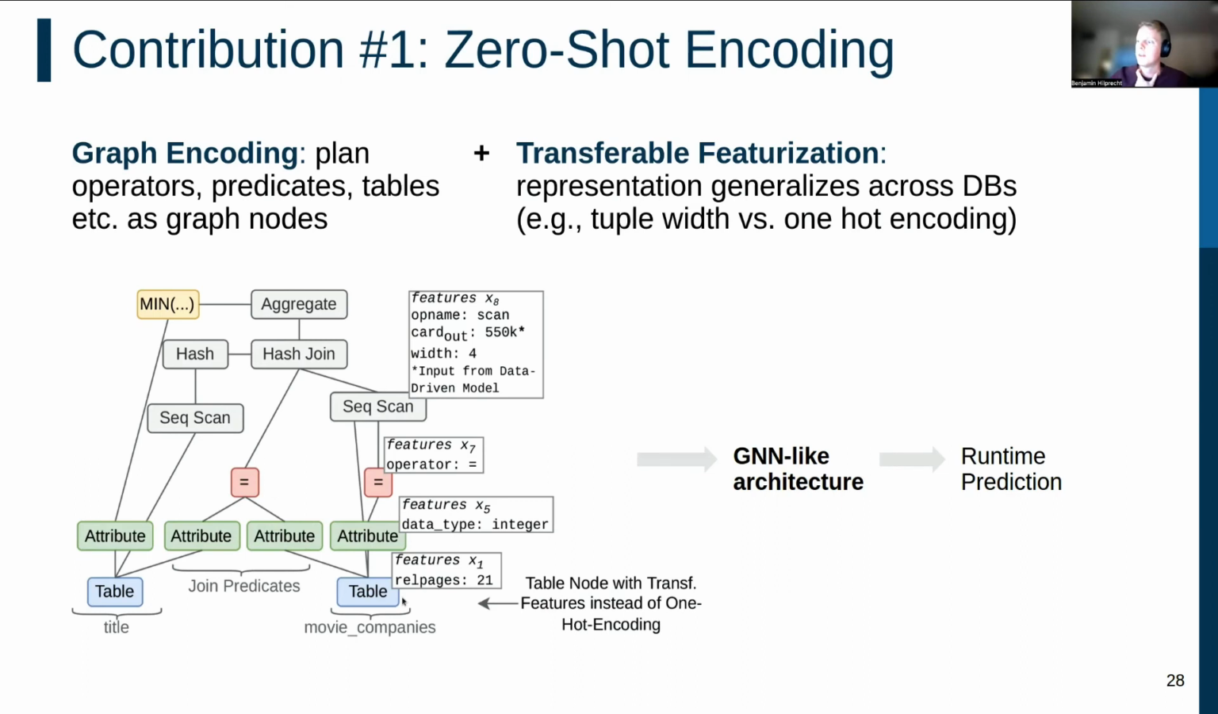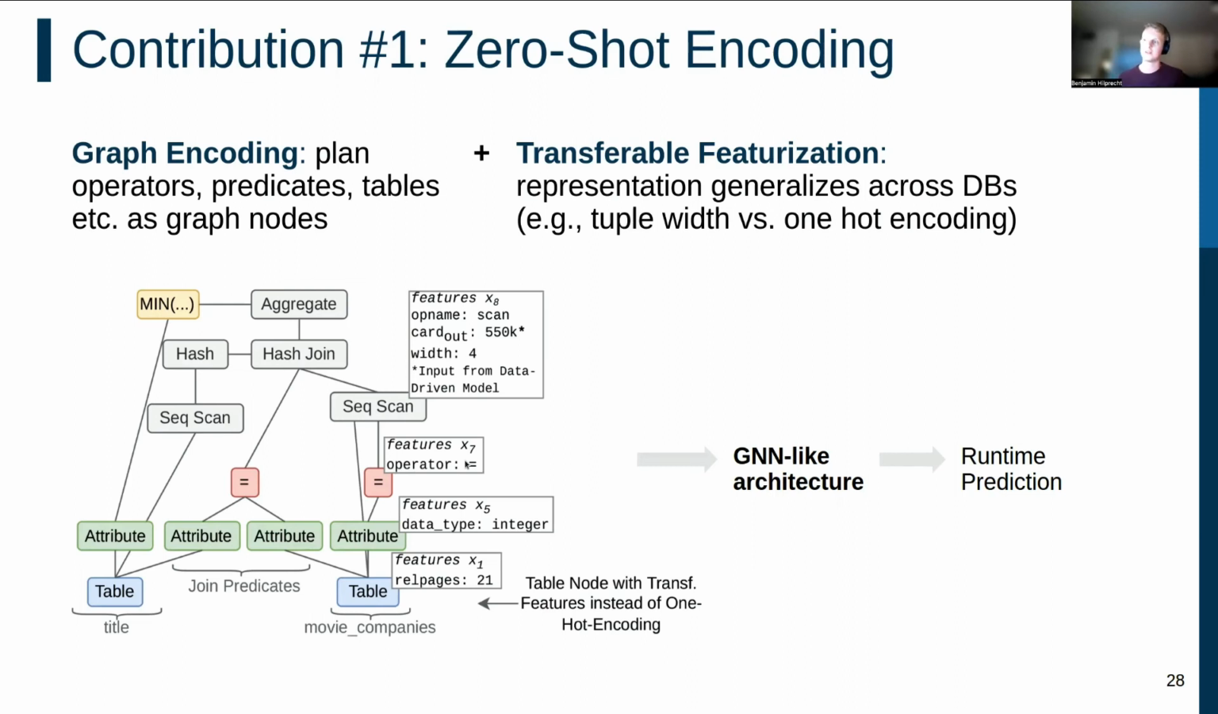So for instance, instead of saying this is the first table, we say this table has 21 pages, fits on 21 database pages. Or we say that the column has the data type integer. Or we say that the operator is equals. So for instance, we would not encode the literals of the predicates. So we wouldn't say that we query a certain attribute to equal 7. We just say it's an equal operator. Because again, literals depend on the data distribution, and that changes.